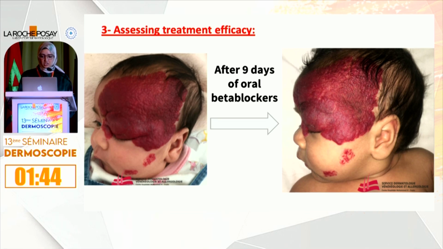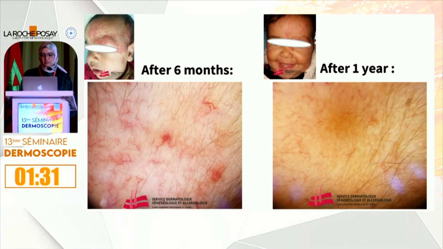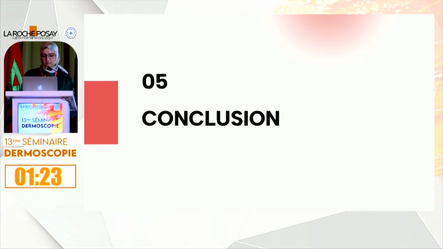Here is a patient with a segmental hemangioma of the face after 9 days of oral beta blockers. Clinically, we had no visible results, but in this dermoscopy, we had already some milky areas of central regression. After 6 months, lacunae disappeared with the persistence of few dilated vessels. Then, after 1 year, only some thin vessels remained.